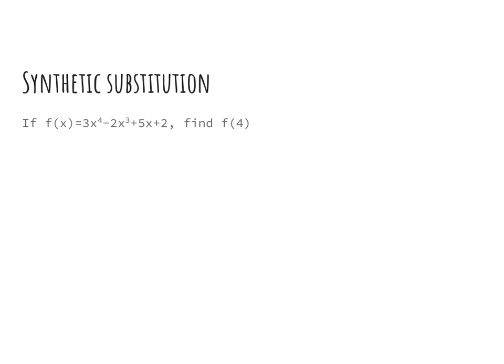So we're going to show the remainder theorem first by synthetic substitution. If f of x is 3x to the fourth minus 2x cubed plus 5x plus 2, we want to find f of 4. Instead of plugging 4 in and solving, we can use synthetic division to find it. So 4 goes in the top left corner. Then the coefficients go here. Now there's no x squared term, so we have to have a 0 to hold its place.